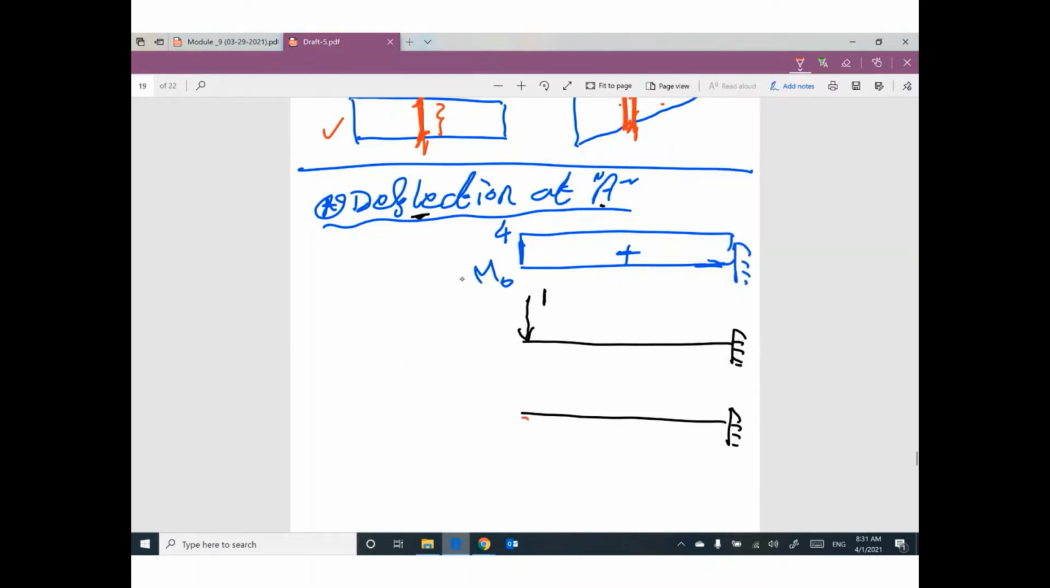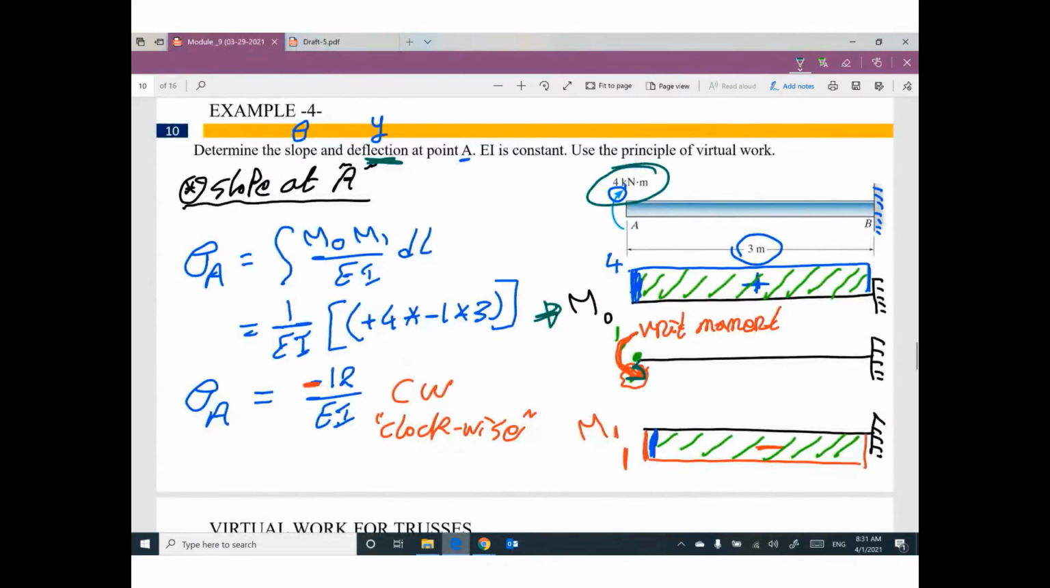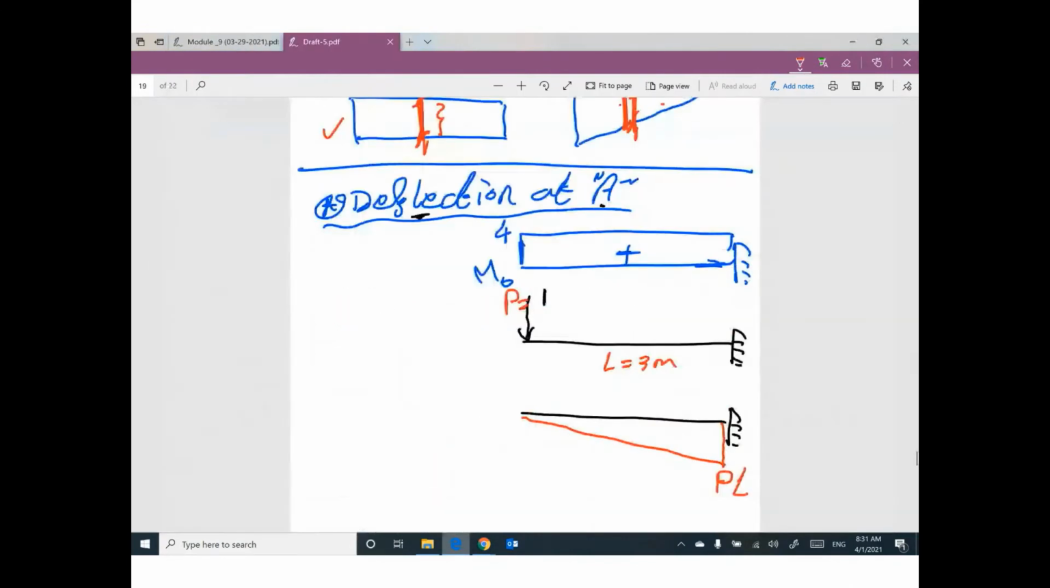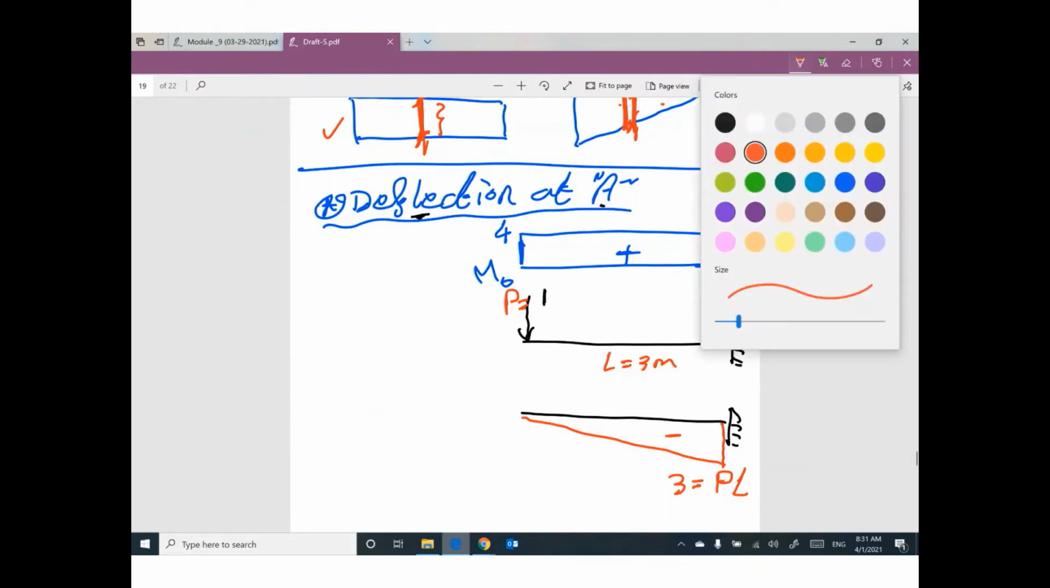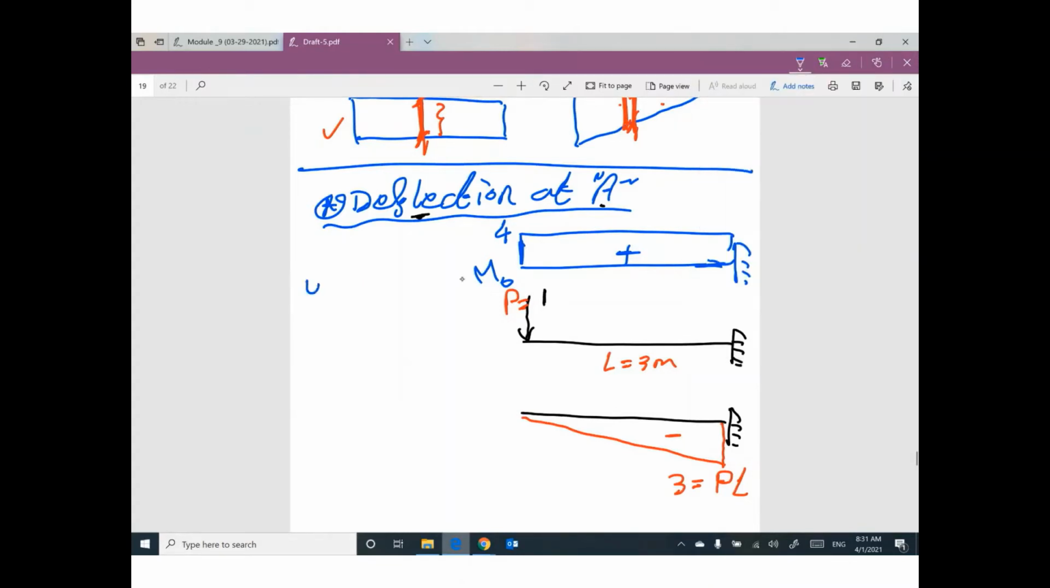I think we are right now in the case of cantilever with concentrated load. So the bending moment diagram looks like this triangle. The value here will be P times L. P equal 1, L equal 3 meters, I think. That's right. Yes. So the value of the moment will be 3, negative. If you would like to figure out the value of deflection at A, you need to do integration between M naught and M1 divide EI dl. Put 1 over EI outside. Go ahead and do integration.